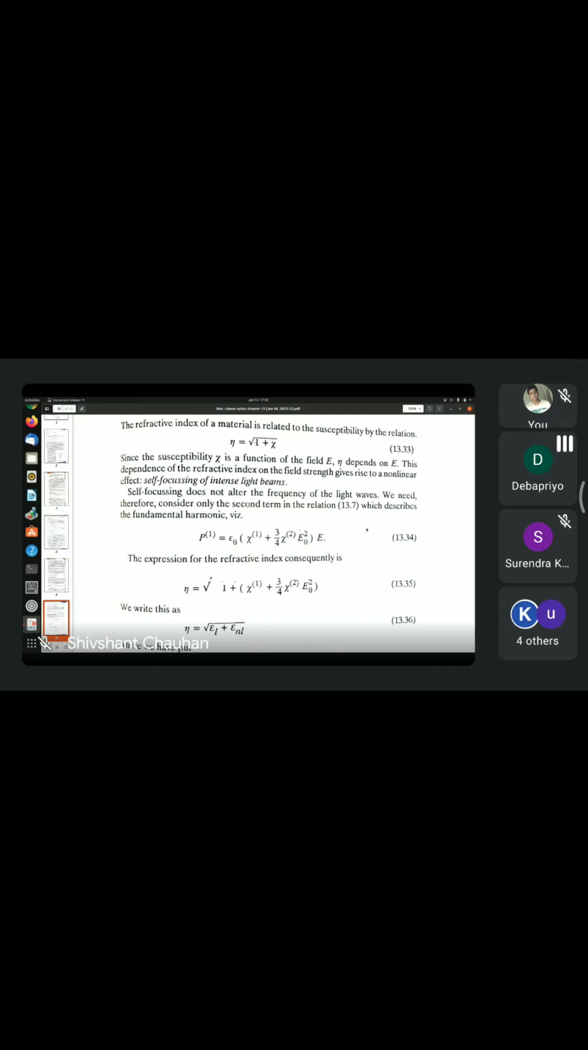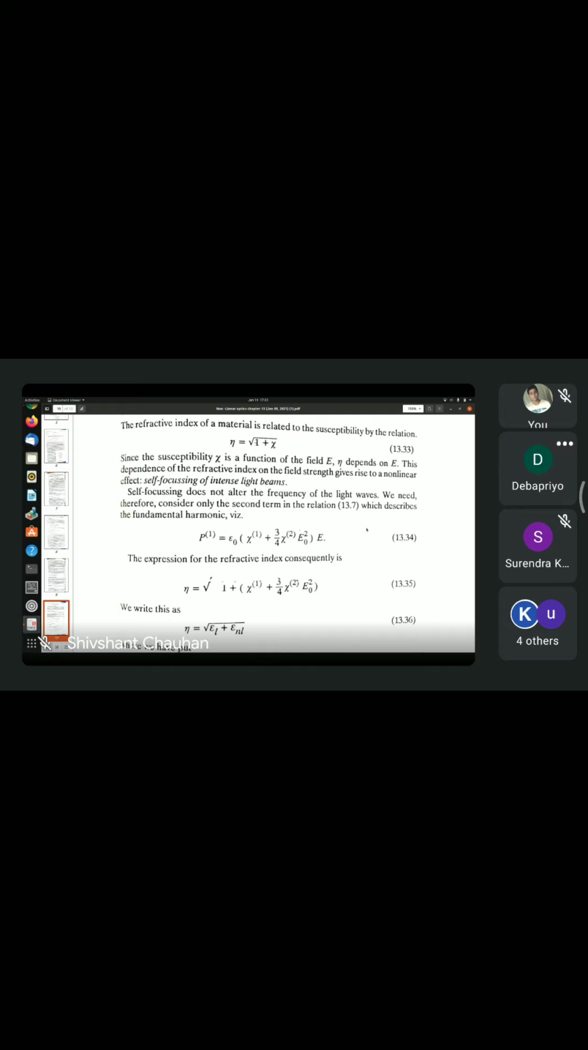Chi2 is mistaken notation. Then E0 square, as we have already seen, times capital E, which is the oscillatory part, so it is E0 cos omega t. The capital E outside the brackets in equation 13.34 is actually E0 cos omega t, the oscillatory part. So now the expression for the refractive index becomes square root of 1 plus, within brackets, chi1 plus 3 by 4 chi3. Kindly make this correction, it is not chi2, it should be chi3 times E0 square.